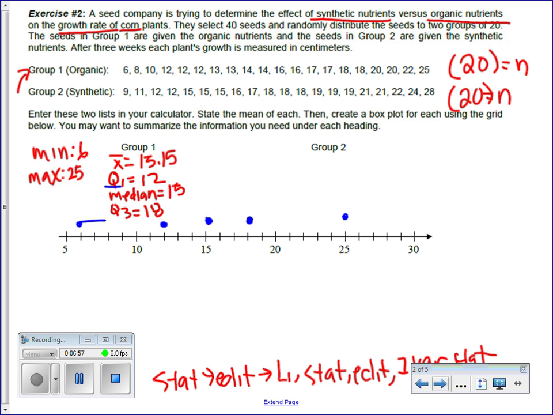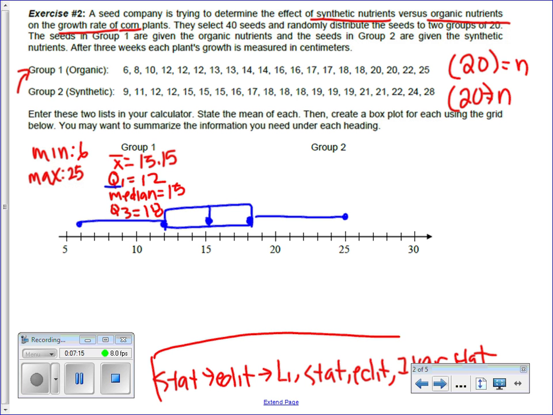Okay, and now I'm going to connect these. These are my whiskers. And then here is the box portion of this. Okay. So now I'm going to do the same thing for group 2. So I'm going to jot down all the information for group 2. So again, I'm going to repeat this process down here, but now I'm going to do it all for group 2, and I'm going to erase the information from group 1.